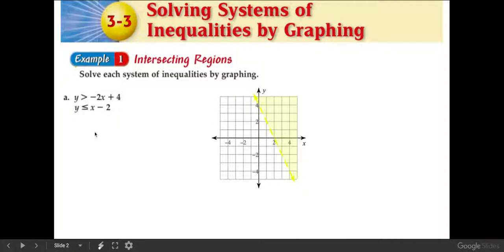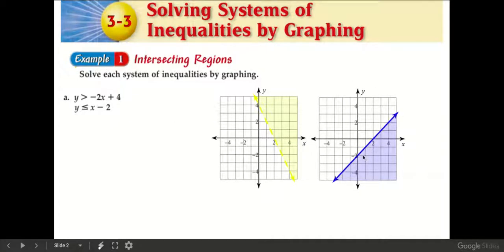Now let's graph the second inequality, y is less than or equal to x minus 2. That would look like this, where you have a y-intercept of negative 2 and a slope of positive 1. It's a solid line because it's less than or equal to. Then all the shaded region below the line would be where your solutions are.